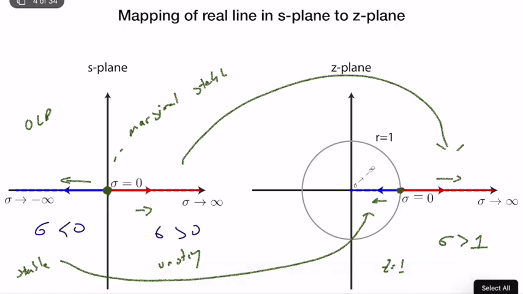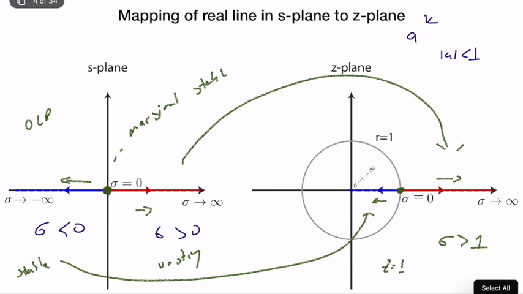Here, the magnitude of the pole, if this is the pole we are mapping from the S plane to the Z plane, is less than 1. Let's say it is A. If A is a pole, in the time domain solution we will have A to the power k, and when A is less than 1, it will go to 0, so it is a stable pole behavior.